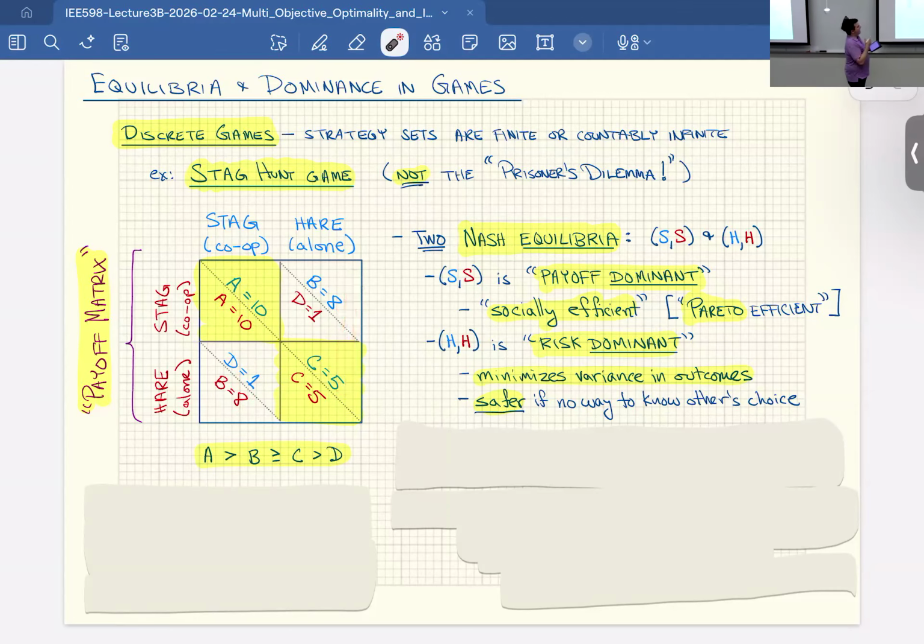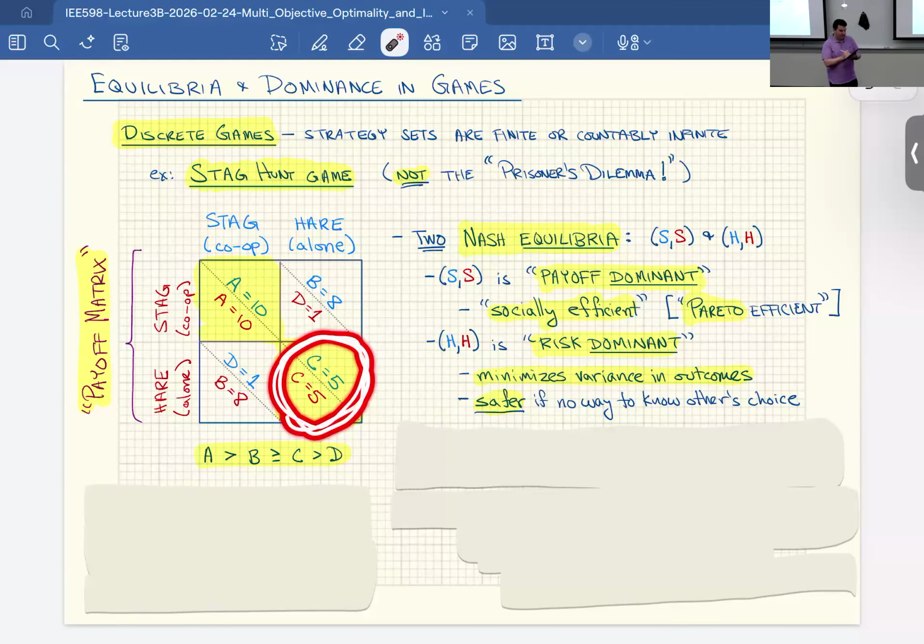So if I don't know whether the other player is going to play stag or hare, if there's no way that I can communicate with them, no way I can guarantee I don't think they're going to screw me over, I just don't have any assurances about what they're playing. Then in that case, it's just safer for me to play the so-called risk-dominant equilibria here. Minimizes the variance in the outcome.